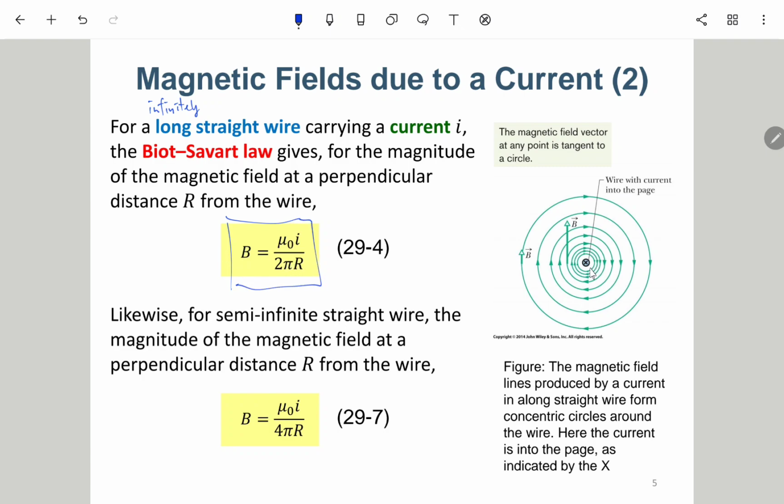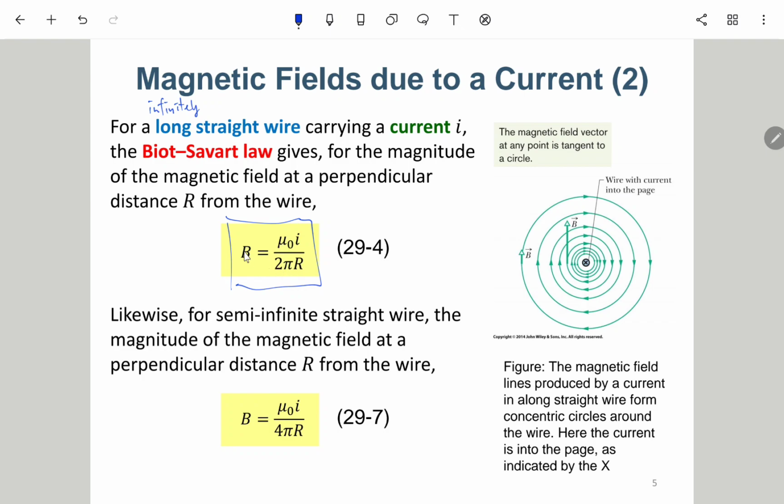Actually the case is, suppose this one is the wire, with the current going into the page, and this wire is infinitely long. It will generate a B field with this magnitude. If we give a fixed current I, this is a constant, mu naught is a constant, and 4 pi is a constant.